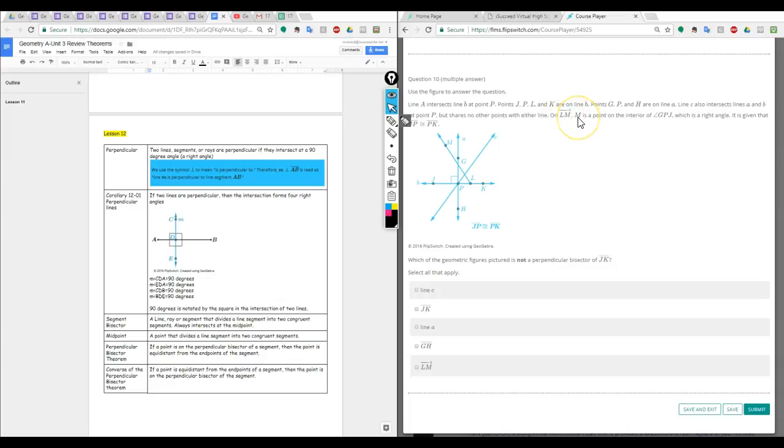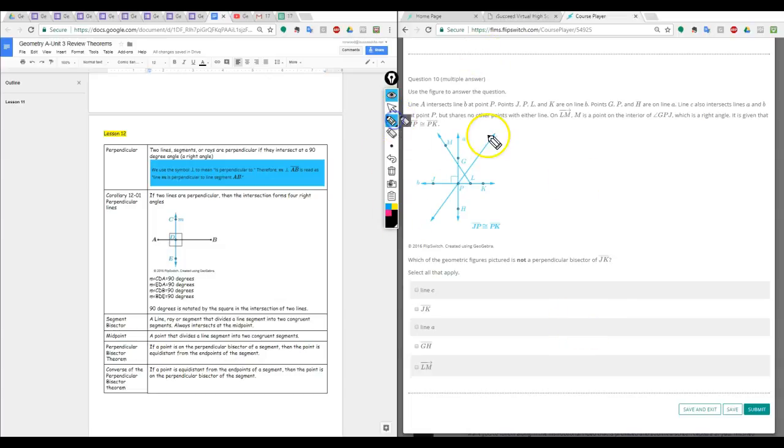Vector LM, M is a point on the interior of angle GPJ, which is a right angle. It is given that segment JP is congruent to segment PK. Which of the geometric figures pictured is not a perpendicular bisector of JK? Okay, so perpendicular bisector means that it forms a 90-degree angle and that it cuts the segment in half.